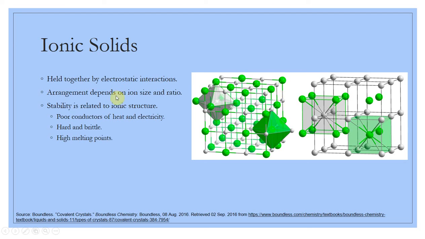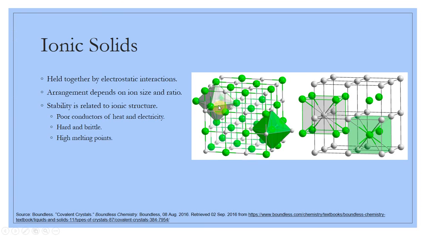And so with that in mind, it is going to limit the conductivity it can have for electricity and heat. And if you've ever tried to bend a salt crystal, it's just not going to happen. Instead, they break, they shatter. And so these are hard and brittle, and they have really high melting points. There's virtually no way to melt salt. It just doesn't happen in a kitchen. You have to have really high temperatures.